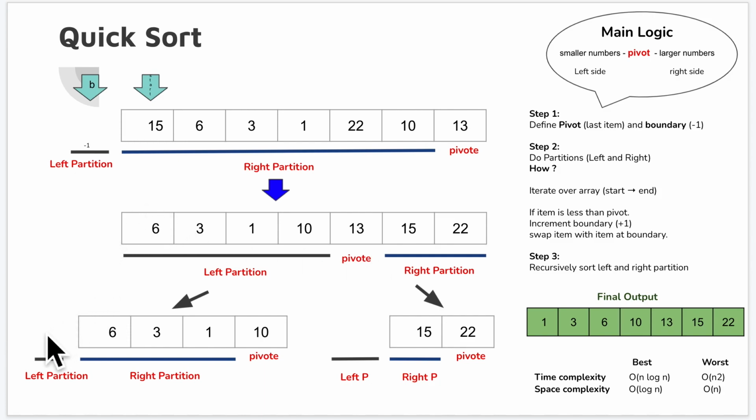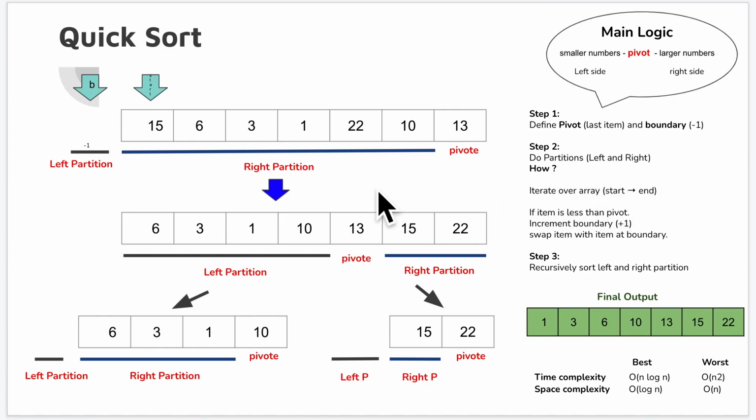So again, we have to use recursion. I will come to this part later. So that's the logic. Let's go step by step with our 3 steps. Step 1, define pivot and boundary. We already defined the pivot at the last index. Now let's define the boundary, which is nothing but -1. Now we do the partition, left side and right side.